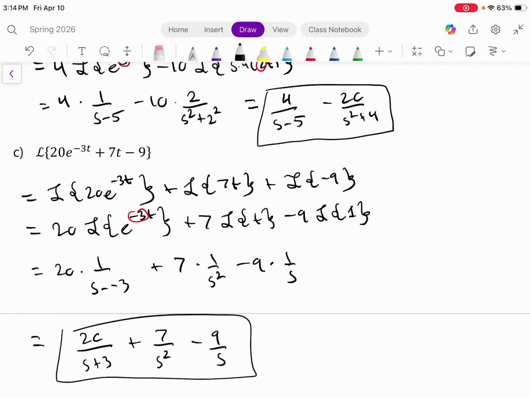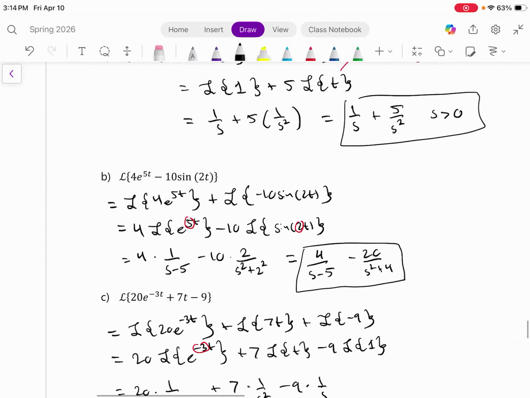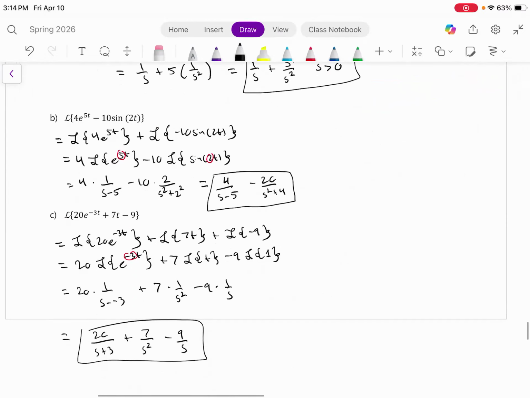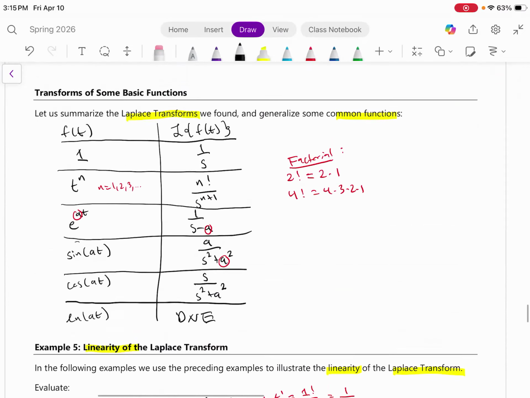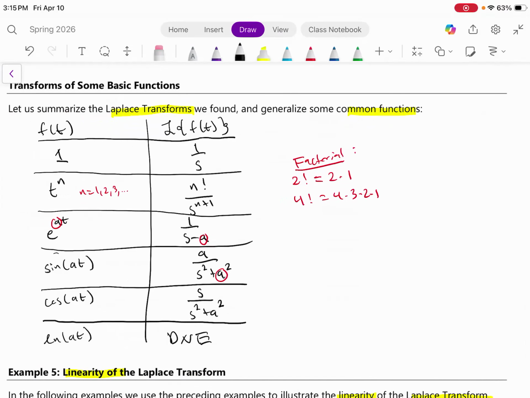Okay, so that is a good couple of examples of using the linearity property to make the Laplace transform way easier for us. And when you're doing these, go back to the table. It gives you some basics for now and saves you a little bit of a headache when you try to solve these. But that's it for this video.